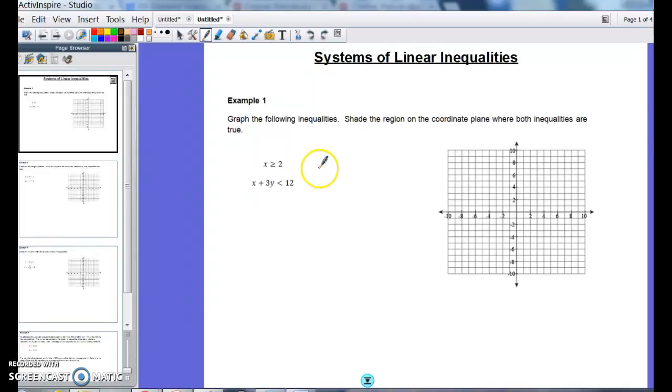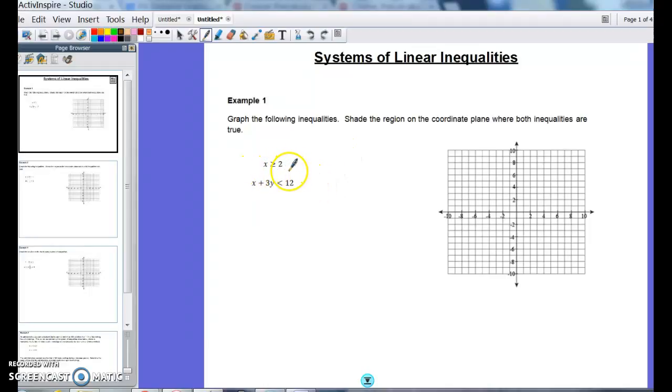But in this first example problem, we're going to go ahead and graph the following inequalities. And it says shade the region on the coordinate plane where both inequalities are true. Remember that that is where our two shaded regions overlap. Okay, so that's the part that is true for both. Okay, so let's start with this first one.